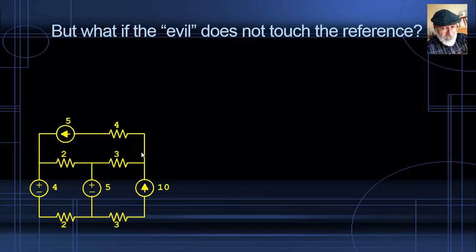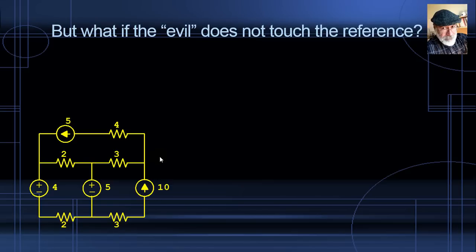And you may be thinking, okay, all of that is fine. From now on, I'm going to choose the reference on the negative side of evil branches. That way, I eliminate two equations, one evil equation and one KCL equation. Yes, that is a good idea.